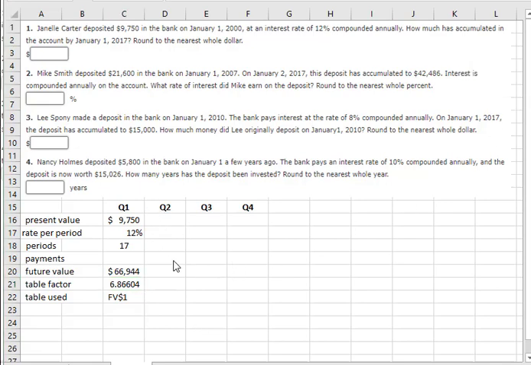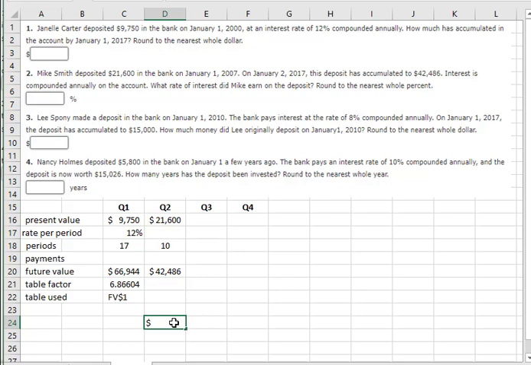Let's look at number 2. Mike Smith deposited $21,600, January 07. Okay, another present value amount. And it's accumulated to a future value of $42,486. And they don't give us the table factor, and they want us to know, let's see, how many years was this? It's 10 years, okay. And they want to know the interest rate. So we have to solve for the factor.